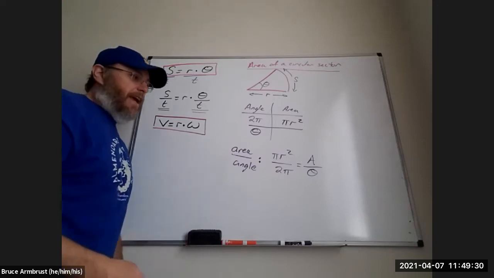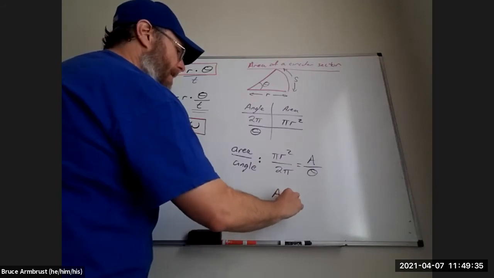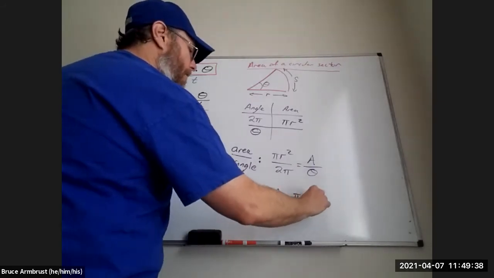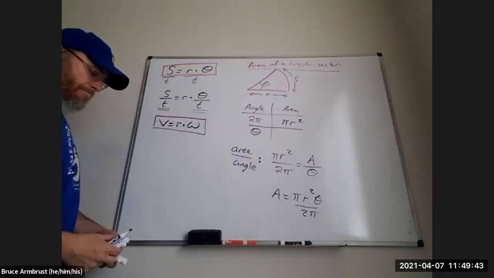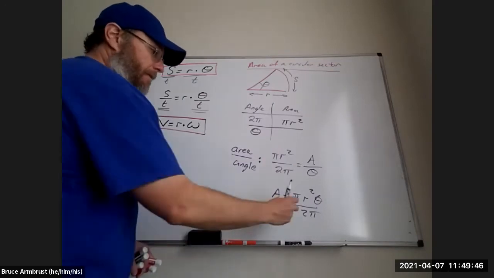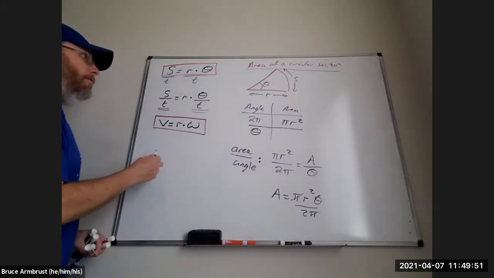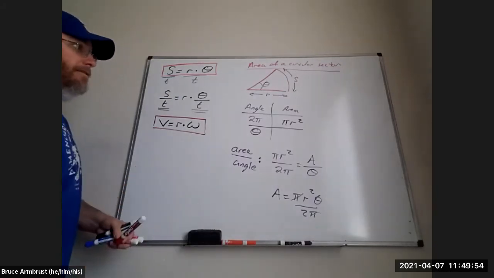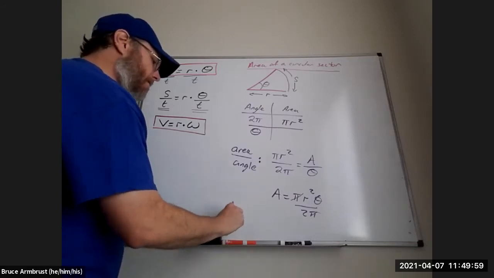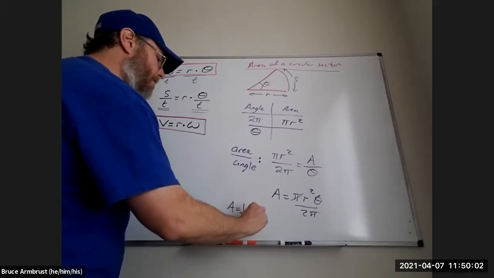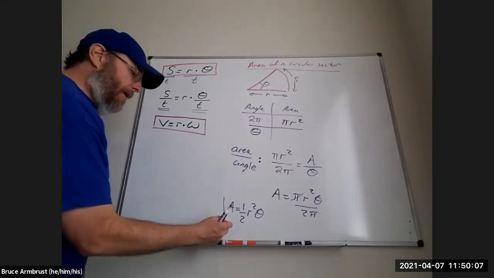Okay, well, I'm just going to solve this for A. So I'm going to multiply by theta to both sides. So I'm going to get A is equal to pi r squared theta over 2 pi. And I can go ahead and cancel those pi's. These guys are gone. And so the formula that we get for the area of a sector of a circle is A equals 1/2 r squared theta. So I'm going to go ahead and box that as well.